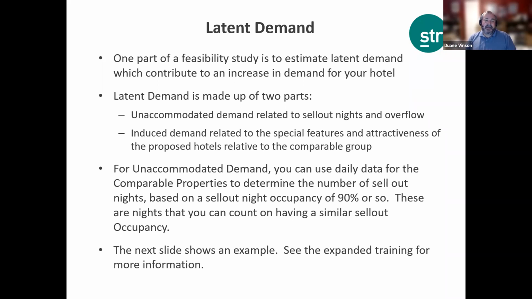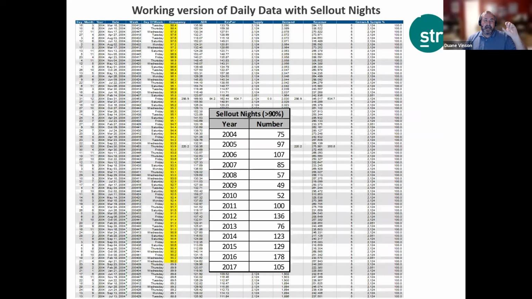For the unaccommodated demand, you can use daily data for the comparable properties to determine the number of sellout nights. We're basing sellout nights as anything that is 90% or higher. Again, you may have your own opinions about that, but that's what we use. So we have a trend report here. This is based upon a group of 5 comparable hotels. We're going to talk about those more in just a minute, the selection process and which hotels those are for our market.